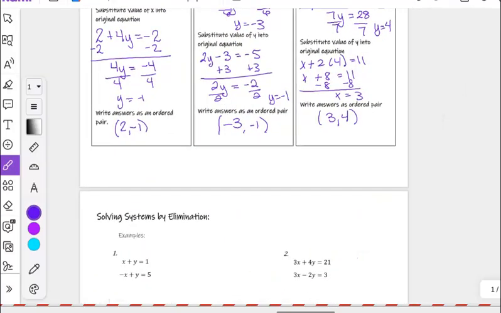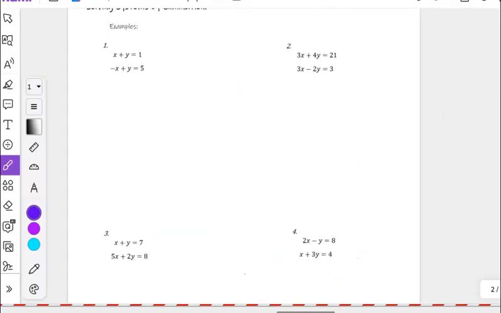So here's a few that we're going to do quickly. There's 4 problems. I would recommend pausing the video, try them out, and then replaying the video when you're able to. Okay, so example 1, I have x plus y equals 1, negative x plus y equals 5.